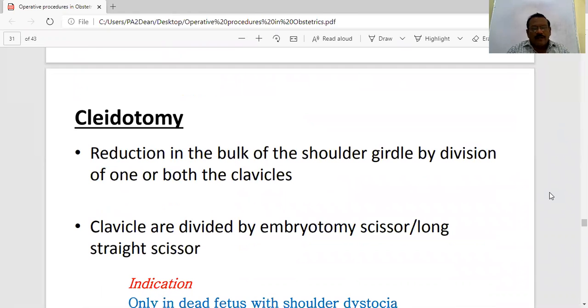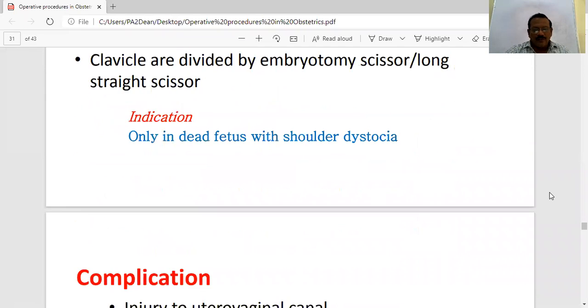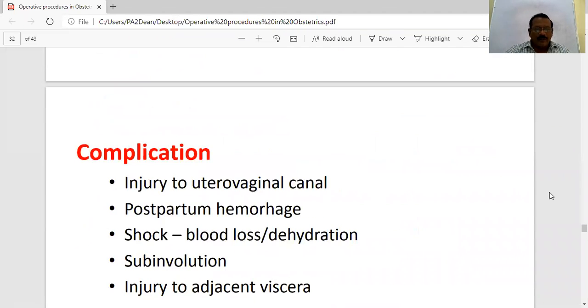Cleidotomy is reduction in the bulk of the shoulder girdle by division of one or both clavicles. We cut the clavicles with evisceration scissors and reduce the size of the shoulders, then we deliver the baby. This is mostly done in dead fetuses. The clavicle is divided by embryotomy scissors, long straight scissors. Only in a dead fetus with shoulder dystocia do we adopt cleidotomy.